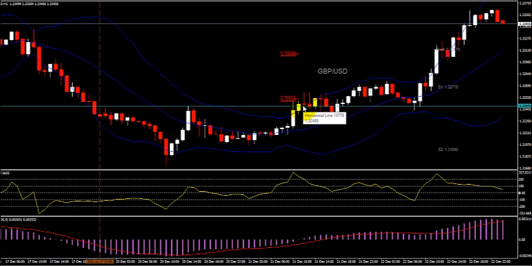Now, I use a 3 pip entry. If you want to know more about what that means, please study the continuation breakout trade videos in the 10xFX course. But the 3 pip entry basically means that I'm going to get in 3 pips above the high of the closed completed candle outside of this range.